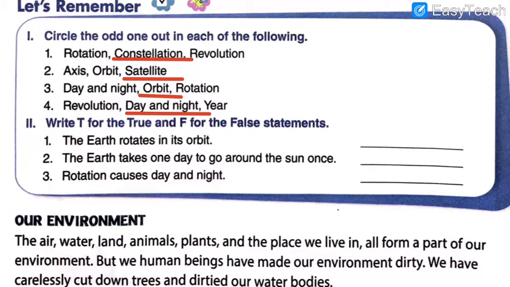Your time starts now. 5, 4, 3, 2, 1, 0. Is it true or false? Earth rotates in its orbit? No, it rotates on its axis. So this statement is false.